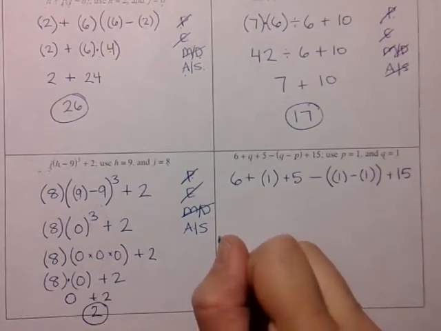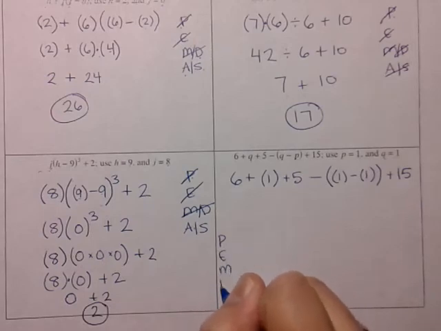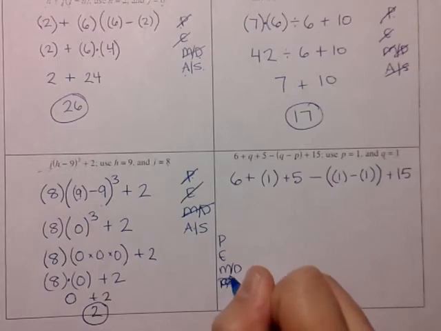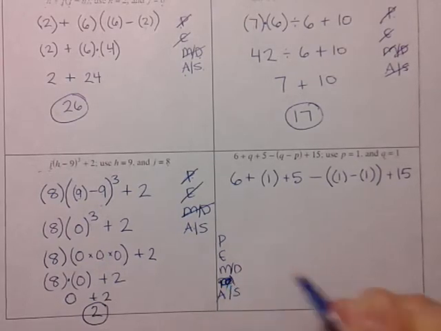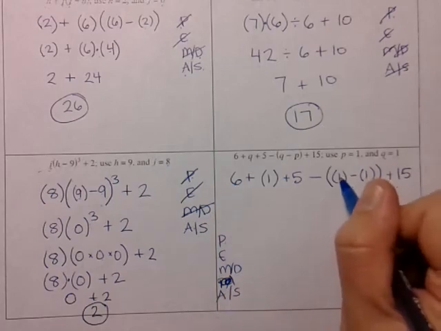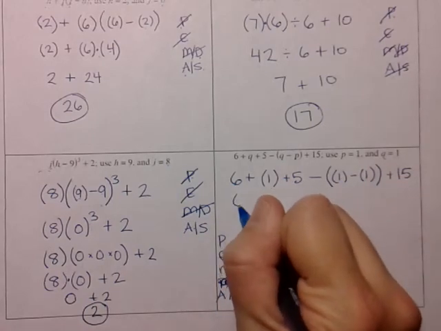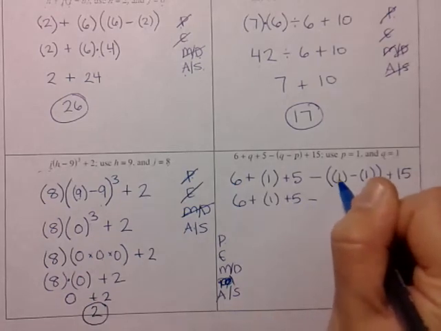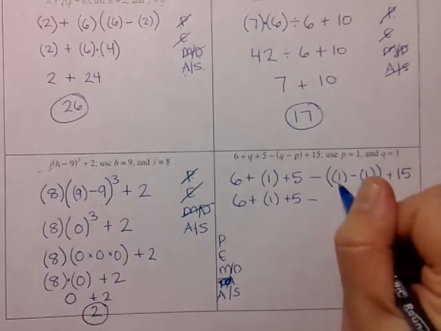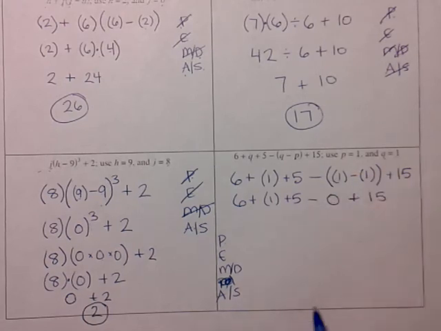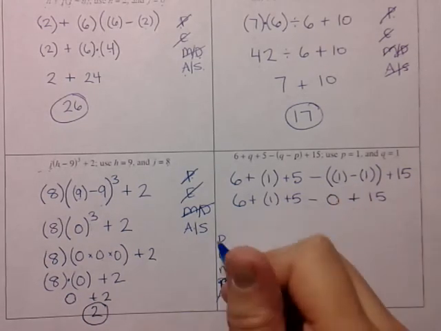Now I'm ready to use my PEMDAS. I'll write it over here. My order of operations. There we go. Parentheses. Well, here's my parentheses right here. I'm going to do that first. 1 minus 1. So I'm going to rewrite this: 6 plus 1 plus 5 minus 1 minus 1. Well, 1 minus 1 is just 0 plus 15. And the parentheses went away because I went ahead and did it.